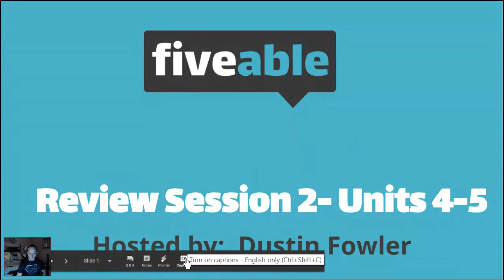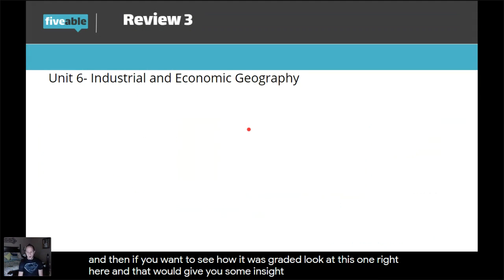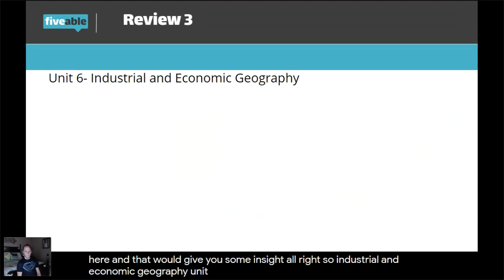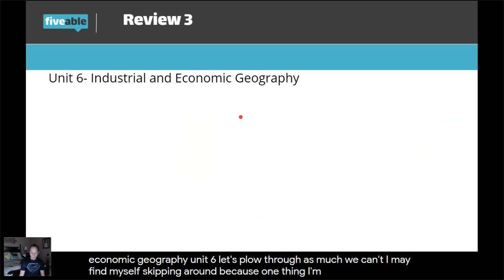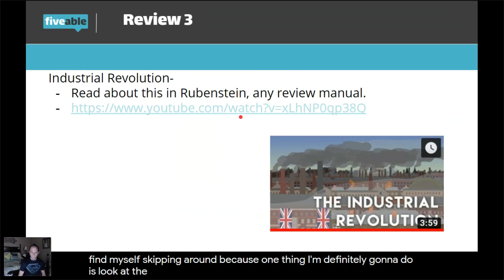But first, we're going to talk a little bit here about industrial and economic geography, Unit 6. Let's plow through it as much as we can. I may find myself skipping around because one thing I'm definitely going to do is look at the urban models, because that's a question I've been getting a lot of.